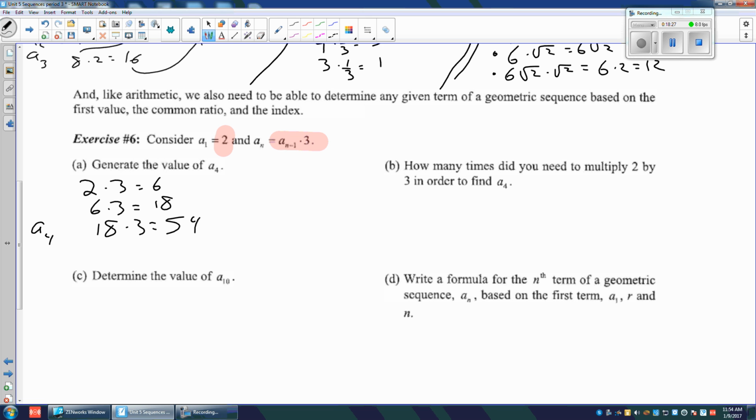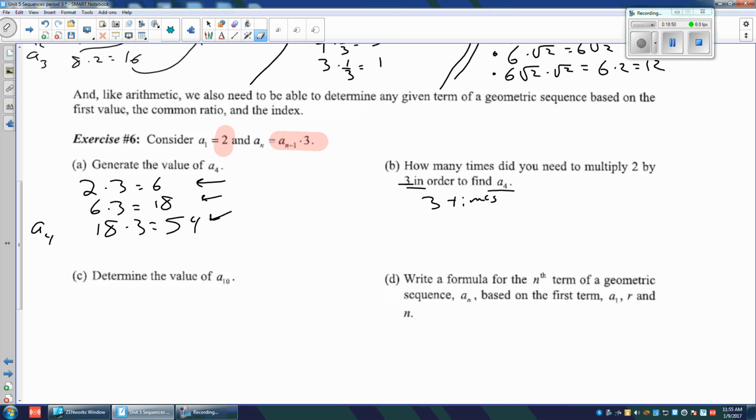How many times do you need to multiply 2 times 3 in order to find a sub 4? That 3 really has nothing to do with it. We could have been multiplying it by 7 or by 23. Let me see, we multiplied it once, we multiplied it twice, we multiplied it 3 times. To get the fourth term, we had to multiply it 3 times.